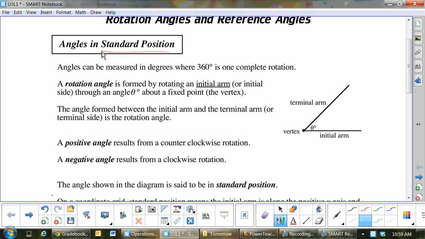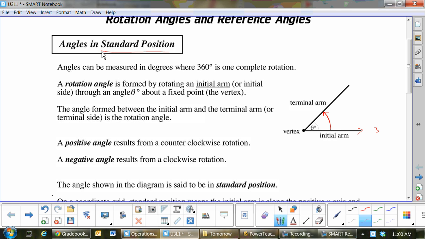I want you to think of the clock when we're doing these, but your clock starts and finishes at 3 o'clock, okay? So this is what we would call our initial arm. Then we rotate counterclockwise. So that's how it's different from a clock. See how the second hand's going? It is going like this. We will be going counterclockwise, okay? So this was the initial arm, and then it did a rotation in the positive counterclockwise direction.